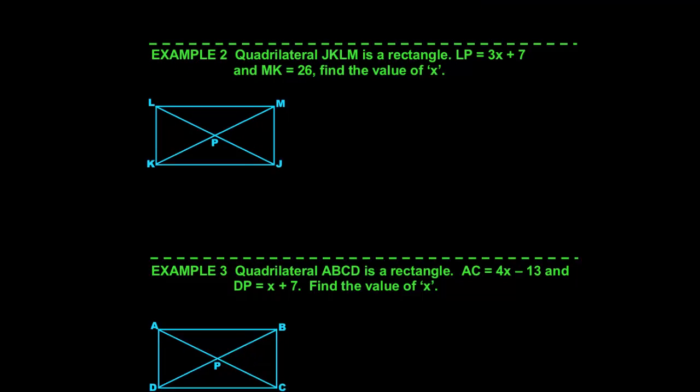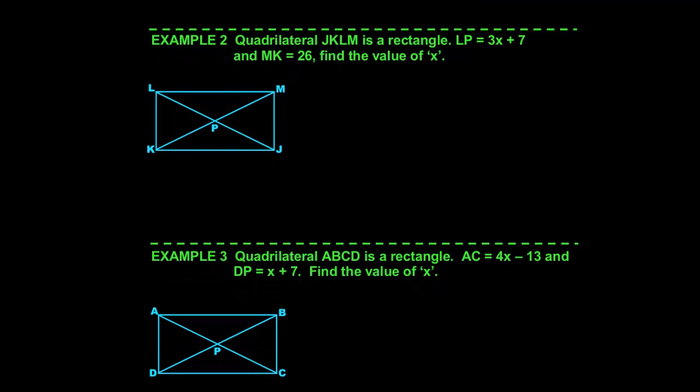Alright. Example 2. Quadrilateral JKLM is a rectangle. So we know a lot already. It's a rectangle, and it tells us a lot with our properties. LP is 3x plus 7. MK, this whole thing here, let's grab this color. Well, y'all are gonna have to live with green. MK is 26. Find the value of x.